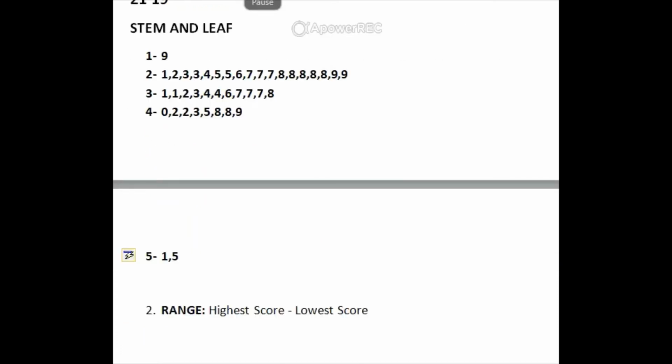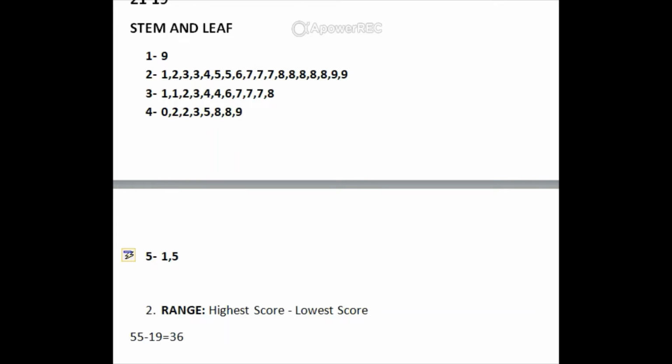Let's proceed to the second one. We have range. So, to find range, we need to subtract the lowest score from the highest score. Malaki din ang naitulong ni ascending and descending order sa ating range kasi madali na natin ma-determine ang highest score at ang lowest score. So, based dito sa ating stem and leaf, ang pinakamababa ay 19 at ang pinakamataas ay ang 55. So, we need to subtract 55 minus 19. And that results to 36. So, ibig sabihin, ang range natin ay 36.